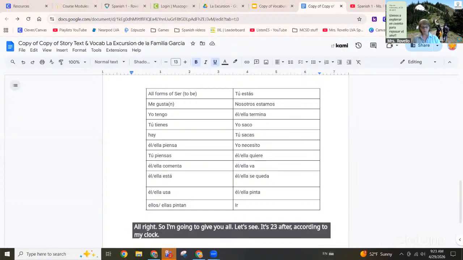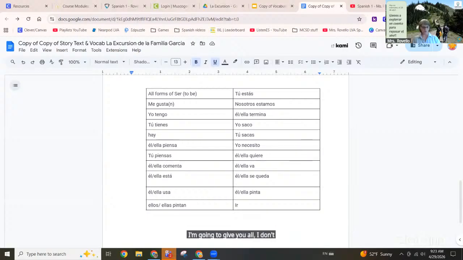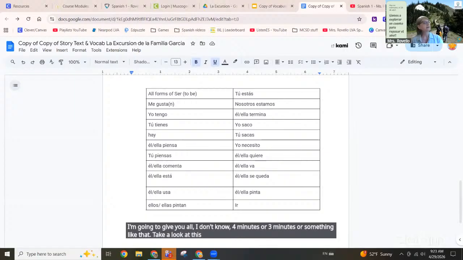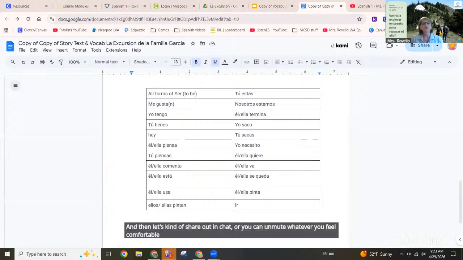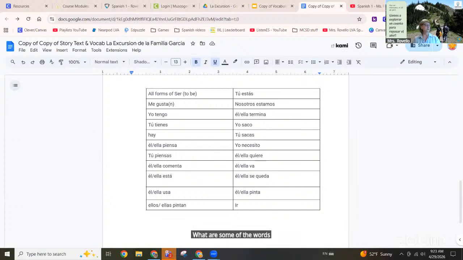Okay. All right. So I'm going to give you all, let's see, it's 23 after, according to my clock, 4 minutes or 3 minutes or something like that. Take a look at this list that you have in front of you. I'll give you a minute to just read through them. And then let's kind of share out in chat, or you can unmute, whatever you feel comfortable. What are the ones you remember? What are some of the words you remember? So I'll give you a minute to look at it.